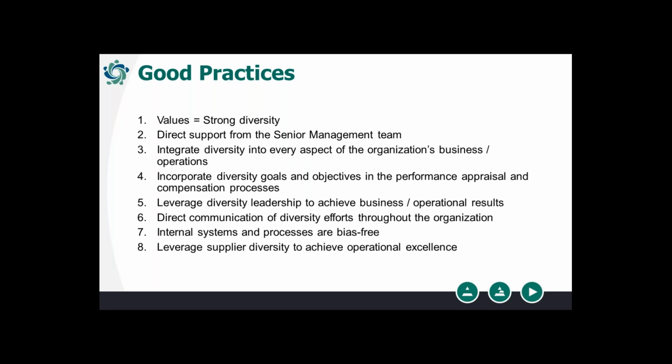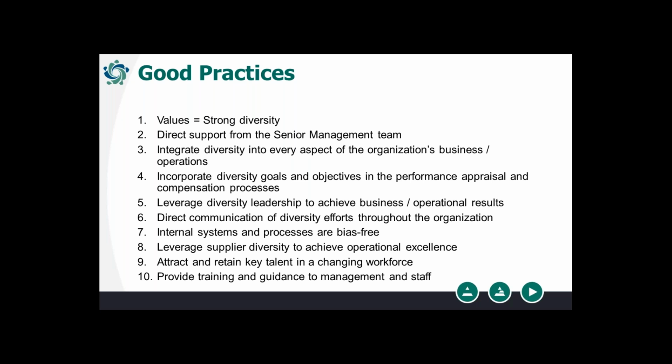Leveraging supplier diversity to achieve operational excellence is another good practice, so using a diverse supplier base to achieve your goals operationally. Attraction and retention of key talent, and ongoing training and guidance to management and staff. For each of these, I have a more comprehensive breakdown of what this would look like done well. Next slide.